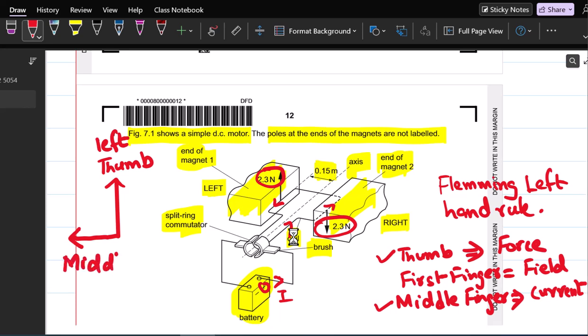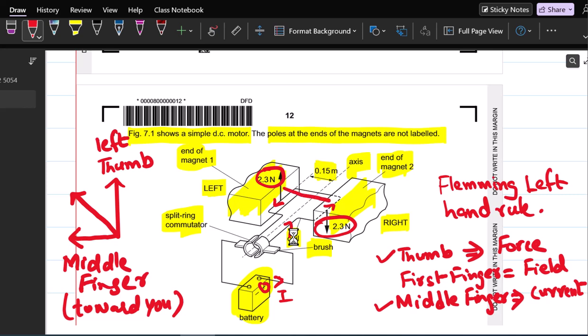Middle finger pointing towards you, and then open the first finger. First finger will be pointing from left to right. If I do so, the first finger is pointing in this side, current is here, and you can see here force is upwards. It is making 90° with this, 90° with this, 90° with this.